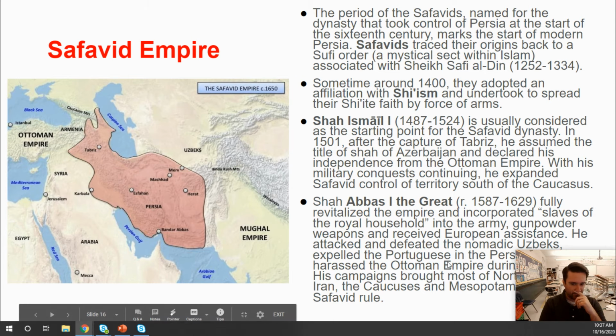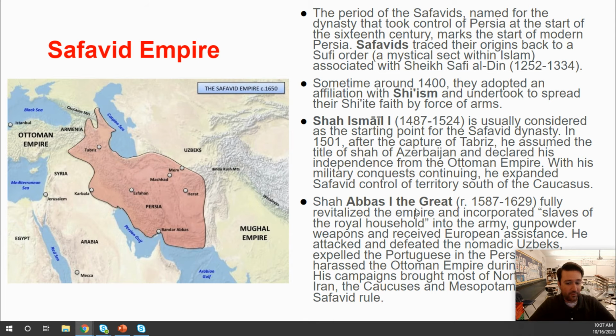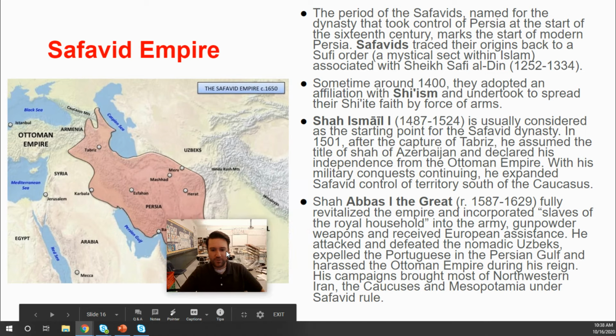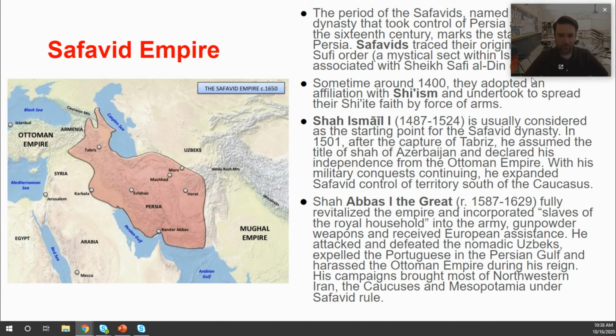There you go. And another example of a military conqueror of the Safavids was Abbas the Great. And he ends up revitalizing the empire, and he starts incorporating slaves of the royal household into the army. He also continues to use gunpowder weapons. And he often would receive European assistance in fighting, especially because Europeans benefited from the Ottomans being weakened. And so there was a series of wars with the Ottomans, over issues of religion and territory and so forth.